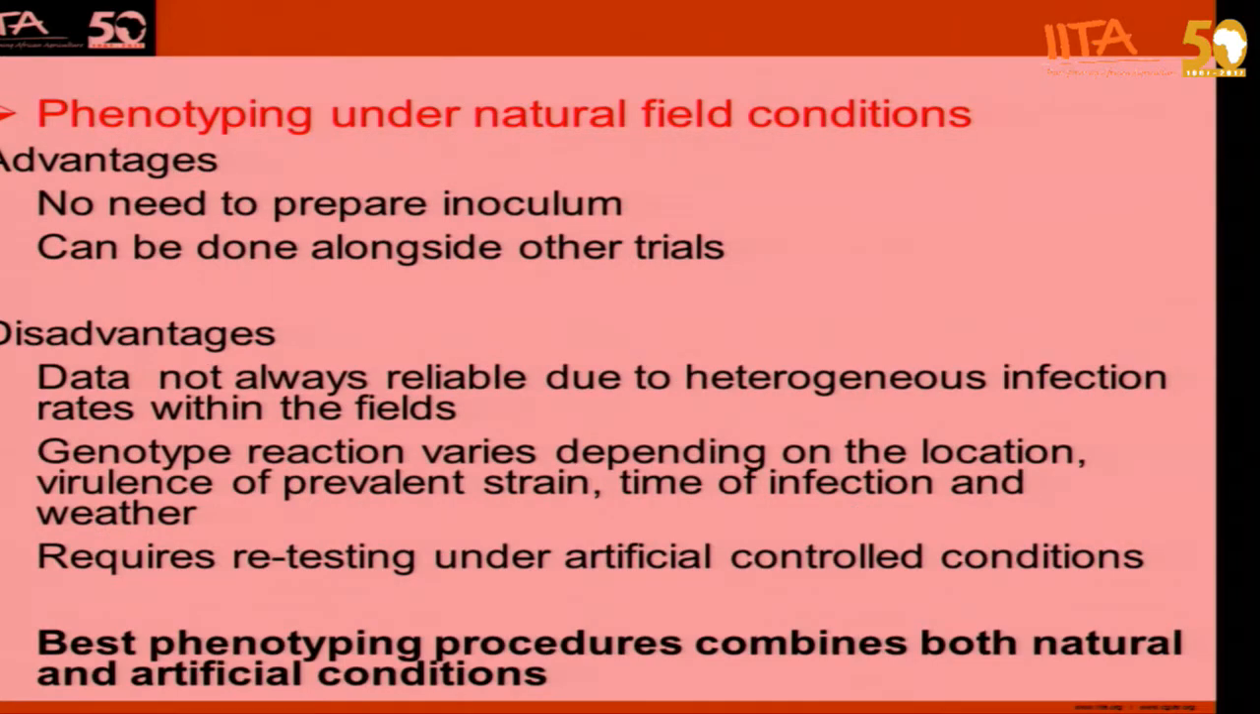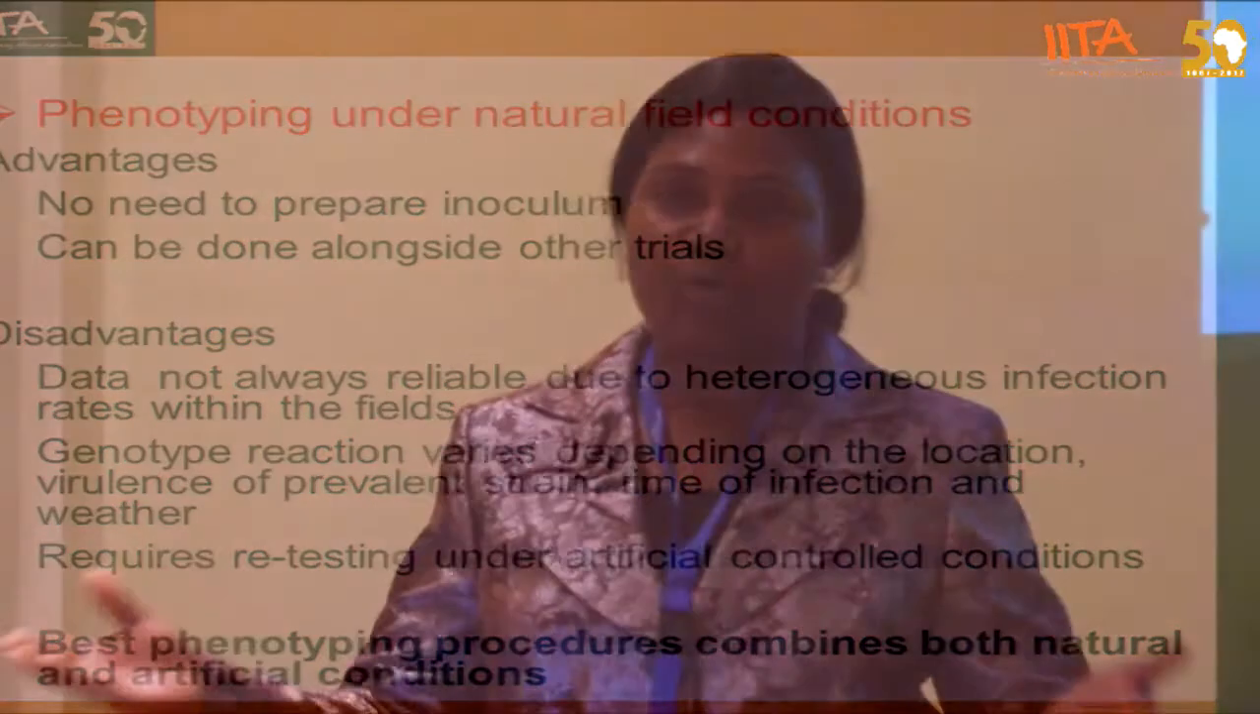For the natural field conditions, the pros include that you don't need to prepare your inoculum, and you can do it alongside other trials. While you are running other experiments, you can take data on diseases. However, the disadvantages are that the data are not always reliable due to heterogeneous infection rates within the field. And then there is variation depending on the reaction, depending on the location, the virulence of the prevalent strain, the time of infection, or climatic conditions. It requires retesting under artificial controlled conditions. So you can see that both of them go hand in hand. So the best phenotyping procedures combine both natural and artificial conditions.